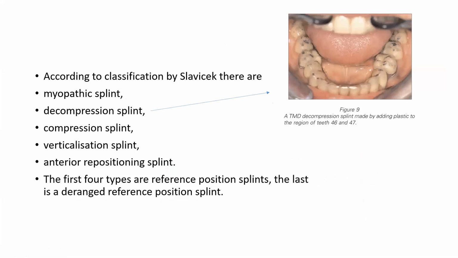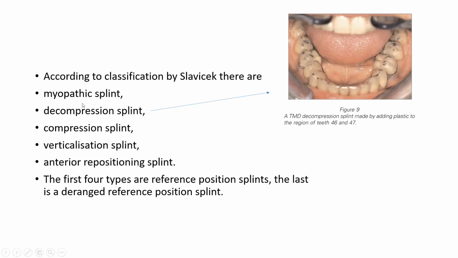Also, Savicek has classified the occlusal splint into the following categories. He classified the myopathic splint, which we can give when there is contraction or abnormal activity of the muscles, and it has a flat occlusal plane with anterior guidance. He also classified the decompression splint, and this splint is generally used when there is compression between the centric occlusion and centric rotation.